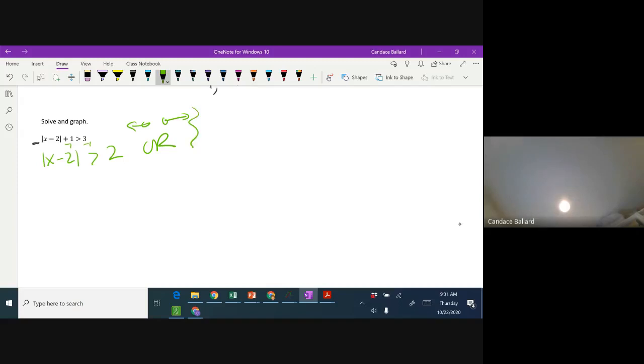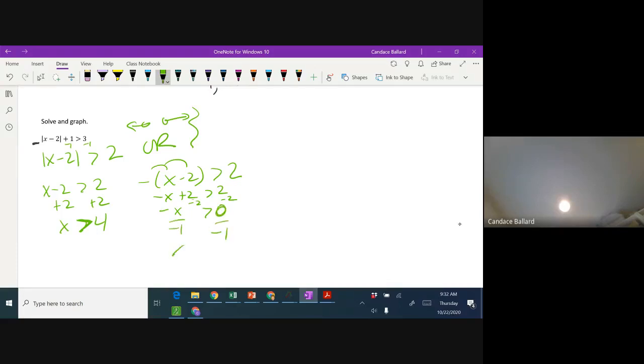So I'm going to split it into a positive expression and a negative expression. All right, I'm going to add the 2. So we get x greater than 4. I'm going to distribute the negative, so negative x plus 2 greater than 2. Negative x, I'm subtracting the 2, so I would get negative x greater than 0. I divide by a negative. What happens when I divide by a negative? Tell me in the chat. Quick. What happens when I divide by a negative?